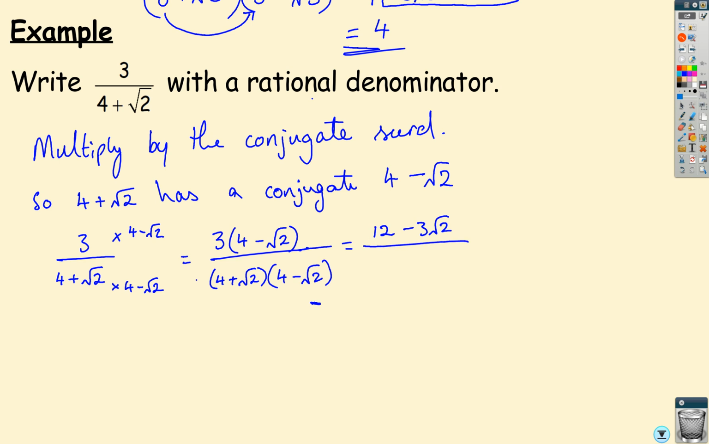Let's do the same as what we did above there. So start with the firsts. 4 4s are 16. Do the outsides. 4 times negative root 2 is take away 4 root 2. Do the insides. We get 4 root 2. And then do the lasts. Root 2 times root 2 is just 2, so you'll get take away 2 there.